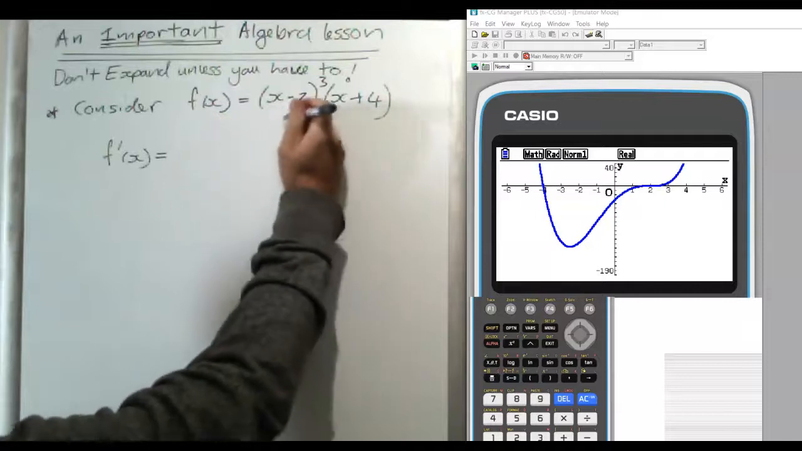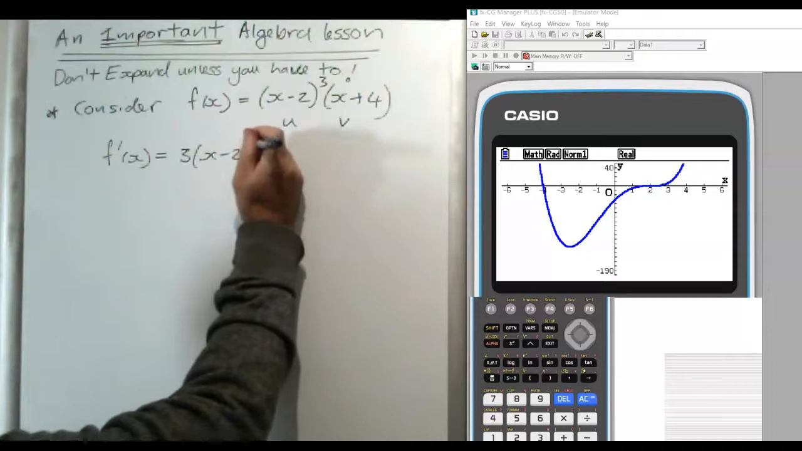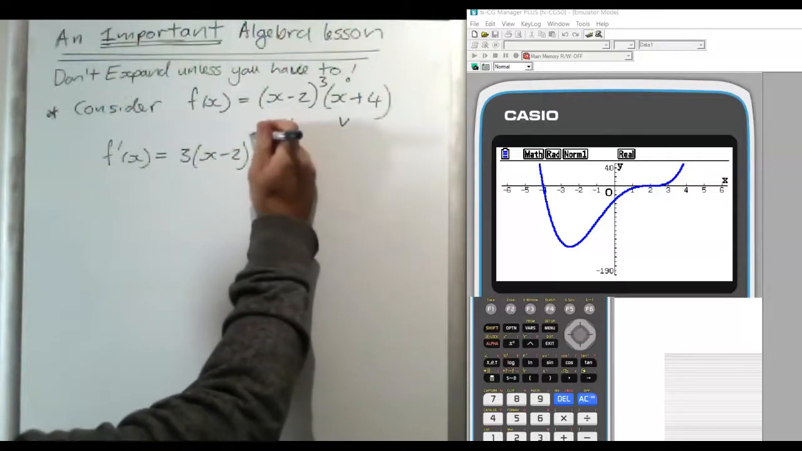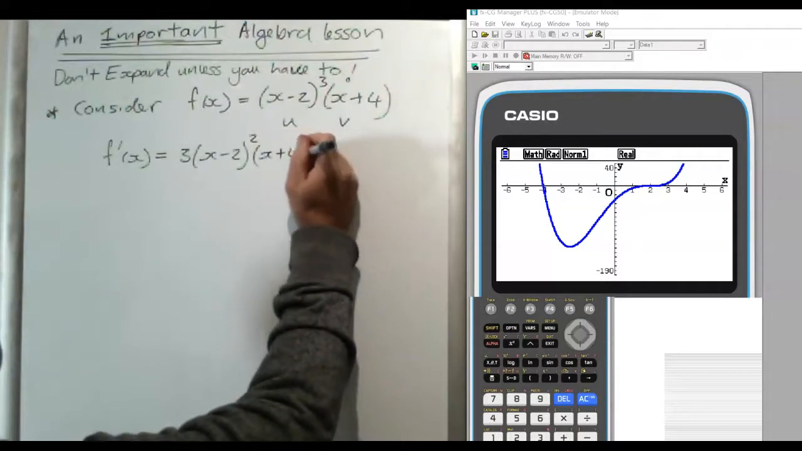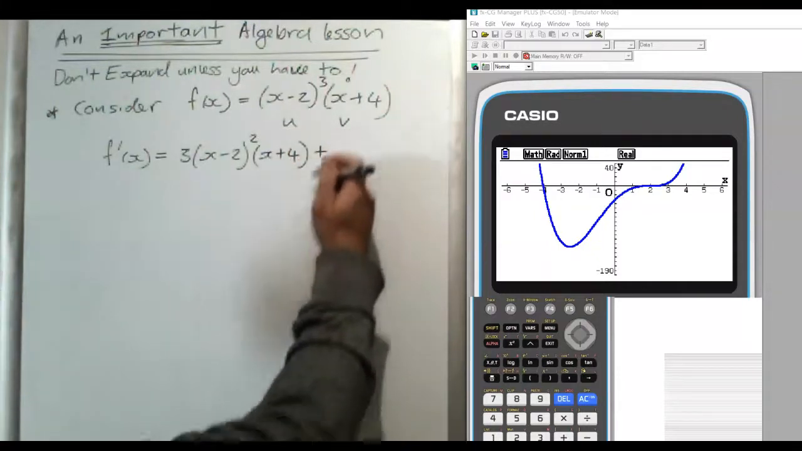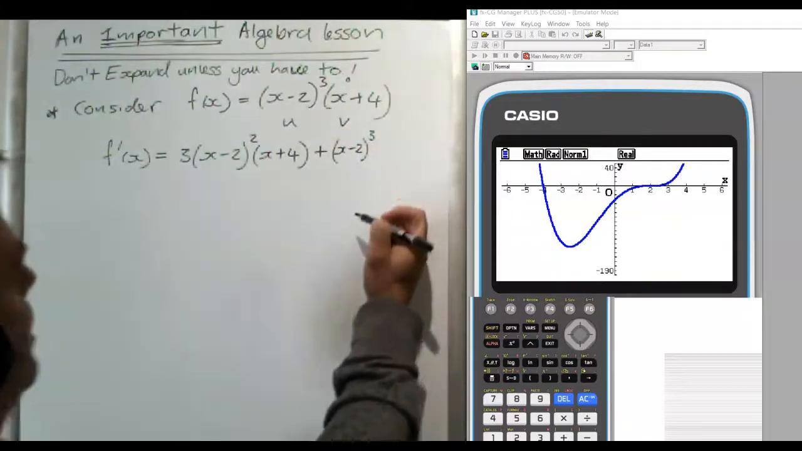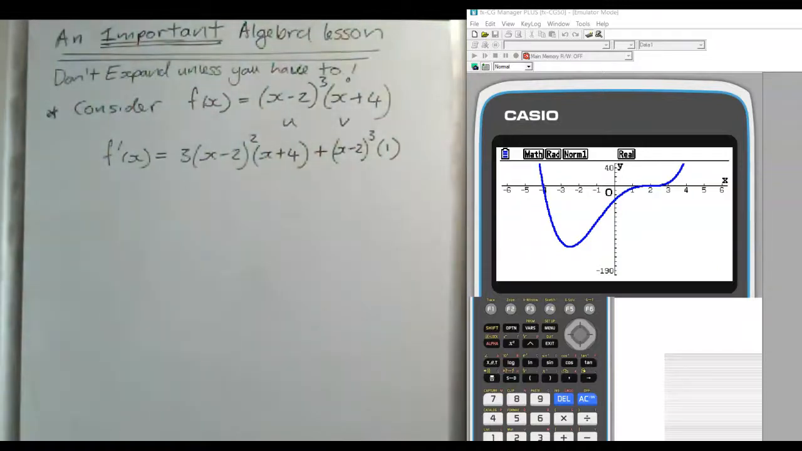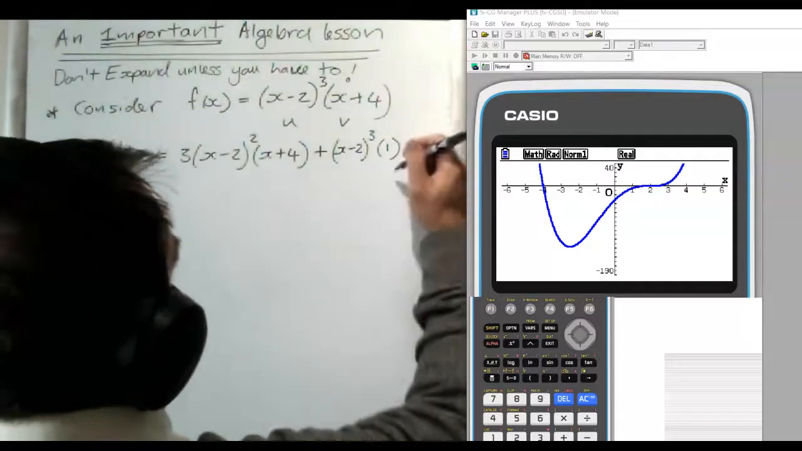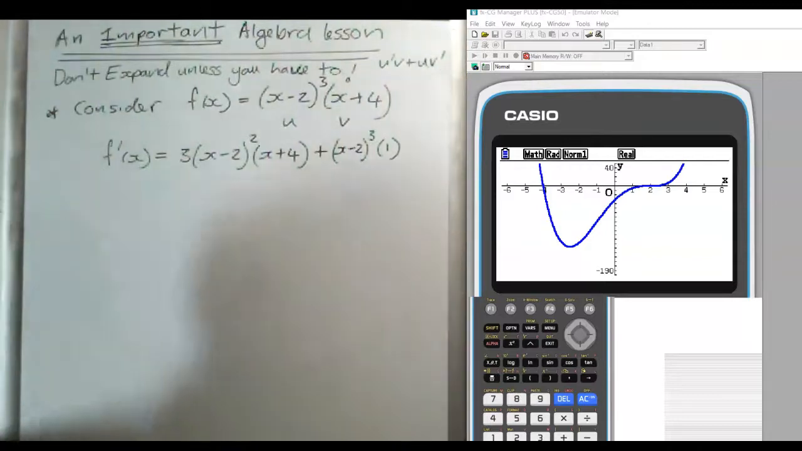So we'll, first of all, treat this as the u and this as the v. First of all we differentiate the first factor and leave the second factor alone. And then we leave the first factor alone and differentiate the second one. Now, the second one here is just x plus 4, so our v dash is just 1. There's the product rule, just in case you forgot it.